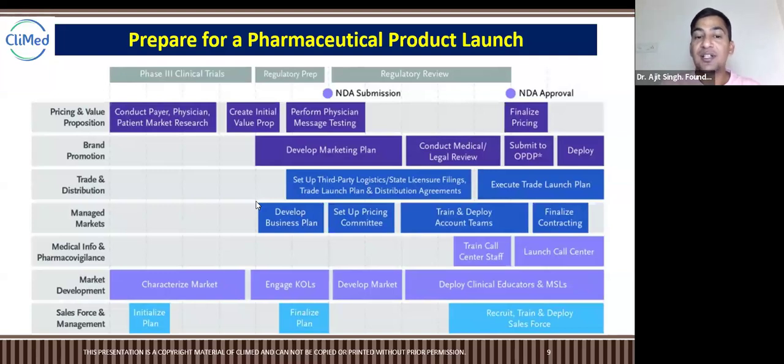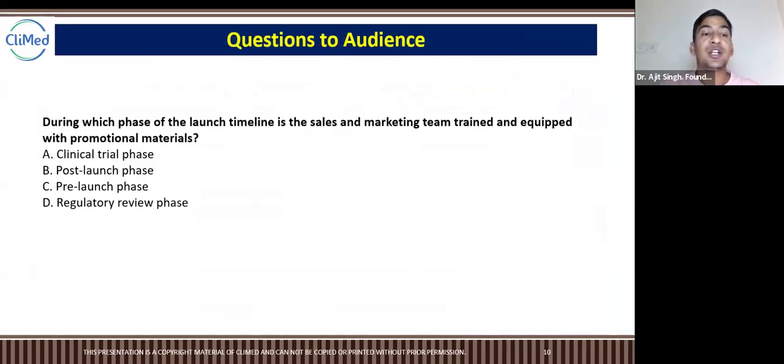Okay. Anyways, I will ask you definitely. So this is a pharmaceutical product launch plan. Now let's go to the next question. During which phase of the launch timeline is the sales and marketing team trained and equipped with promotional materials? Clinical trial phase, post-launch phase, pre-launch phase, or regulatory review phase?